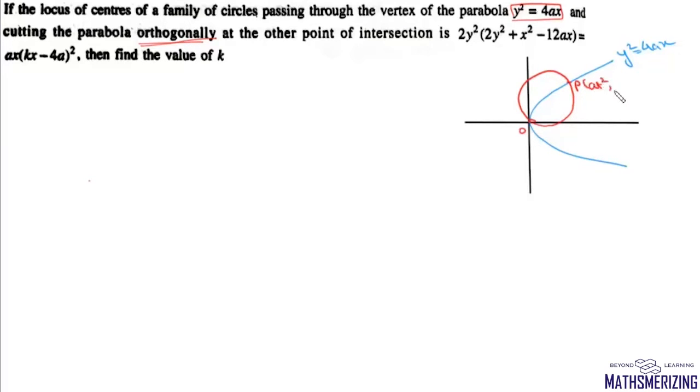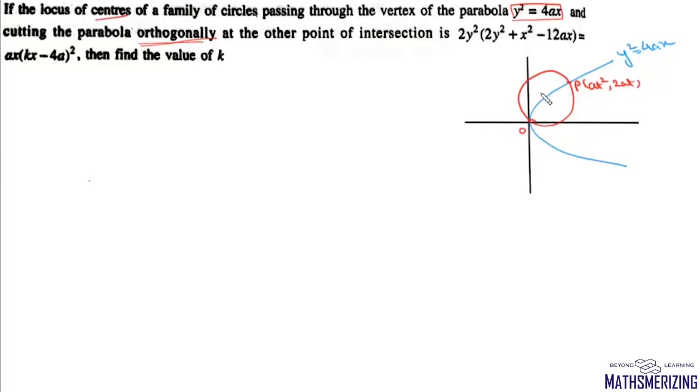So we have this parabola, which is y square equals 4ax, and then we have this circle which passes through vertex, which is origin, and which intersects this parabola orthogonally. So we'll draw this circle, and suppose it intersects this parabola at this point P, and coordinate of this point P is say (at square, 2at). Now we need to find locus of center of this circle.